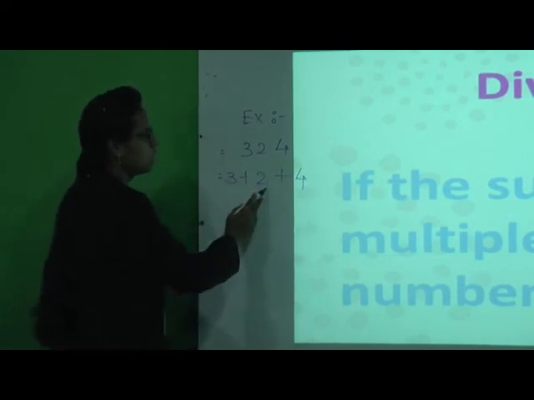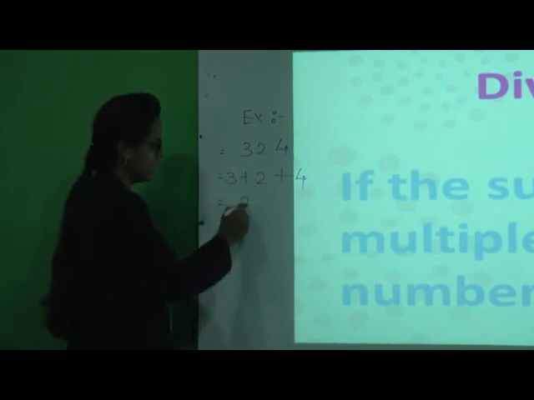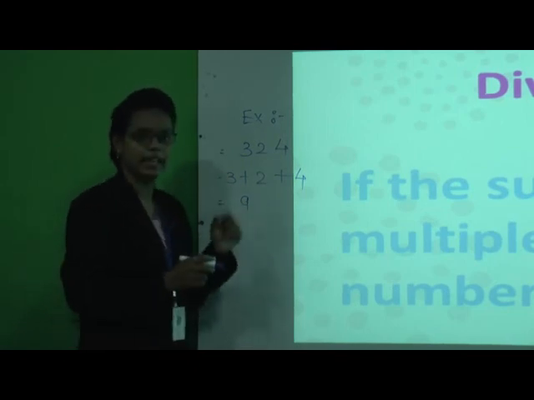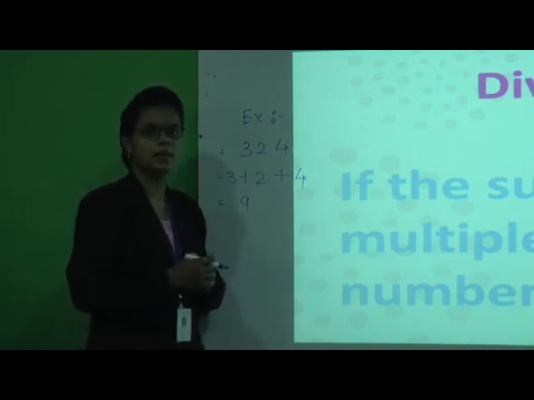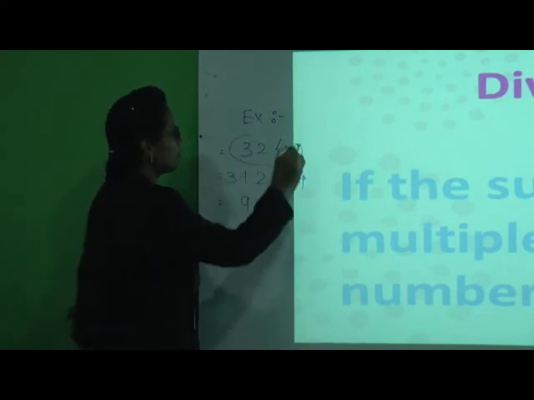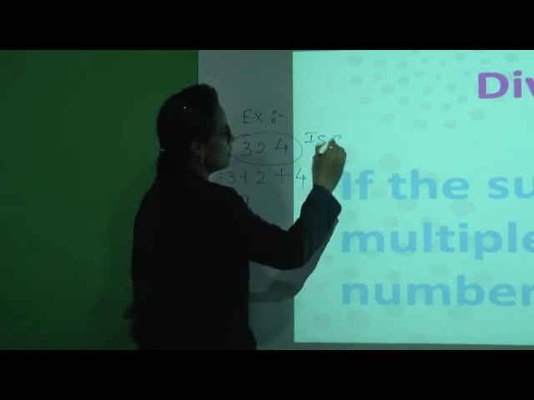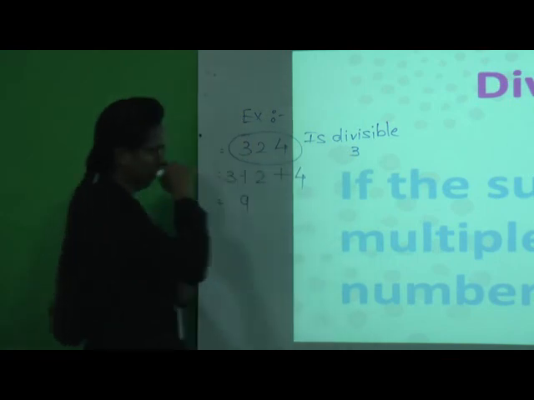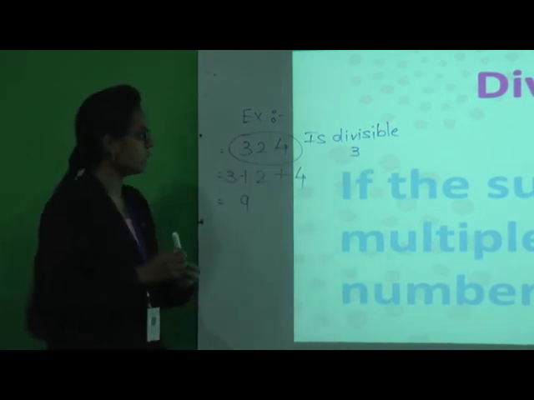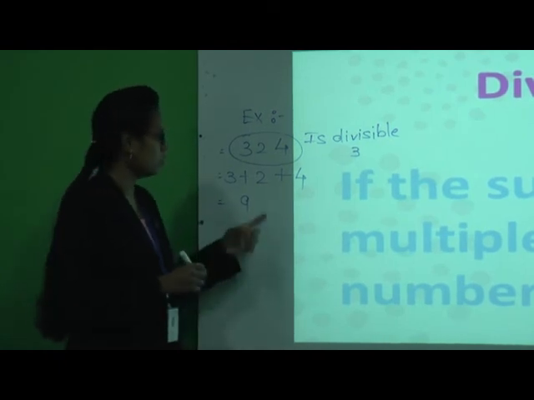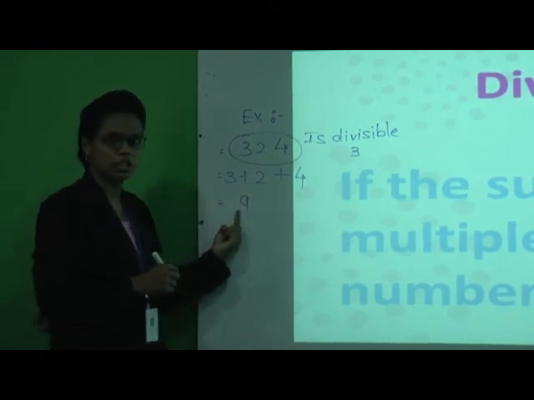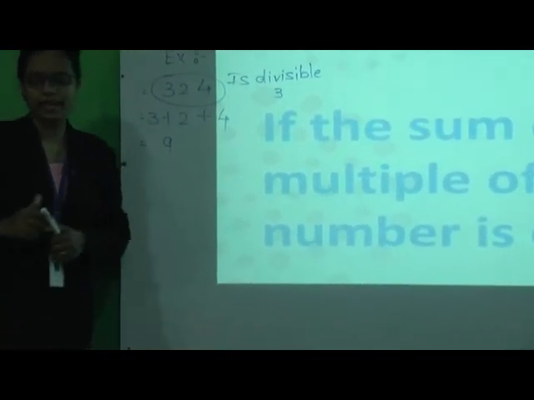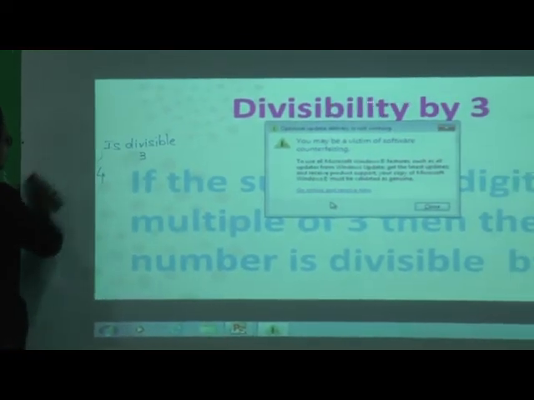4 plus 2, 6. 6 plus 3 is 9. Now tell me students, whether 9 is divisible by 3? Yes, 9 is divisible by 3. So the given number 324 is divisible by 3. Okay. Now in the same way, if we have another number whose answer after addition is 8, which is not divisible by 3, the number is not divisible by 3. Let us see the next divisibility rule.